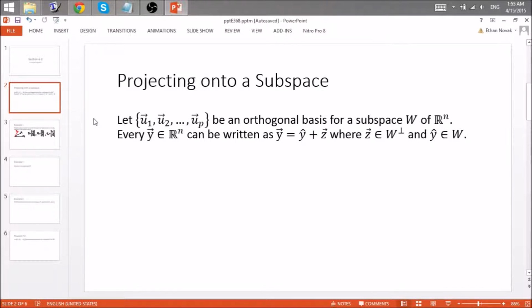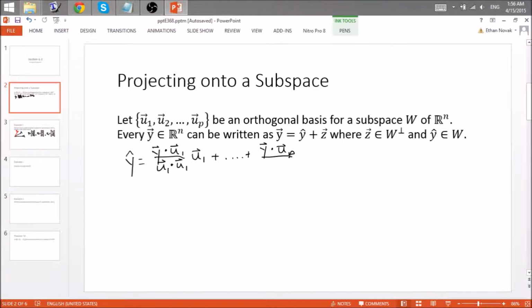Now every vector y in Rn can be written as y equals y hat plus z, where z is in the orthogonal complement of W and y hat is in W. So remember that y hat is a linear combination of the vectors u1 through up. This is a value that we've already seen in the past. But we add in the other projections and we get y dotted with up over up dot up, all times up. And again, it is clear that we have a bunch of scalars and vectors, u1 through up, which form the linear combination, which is y hat.